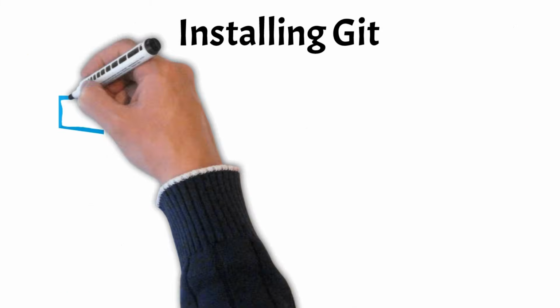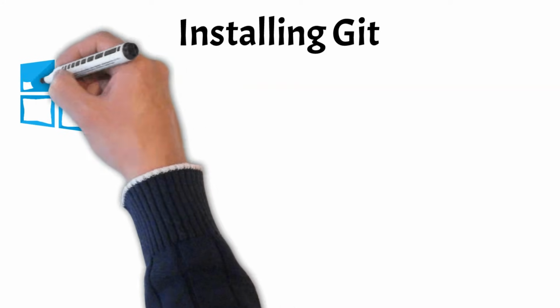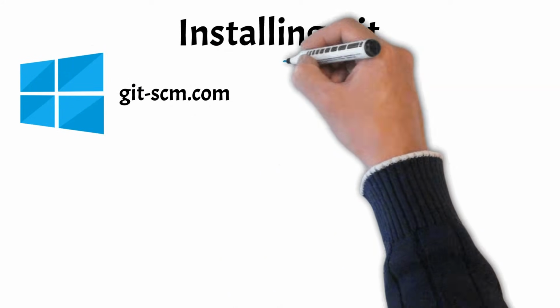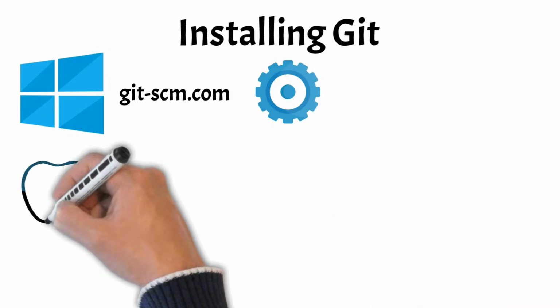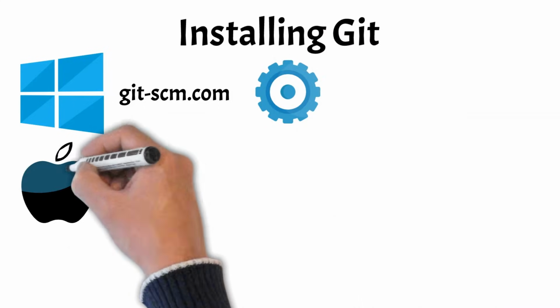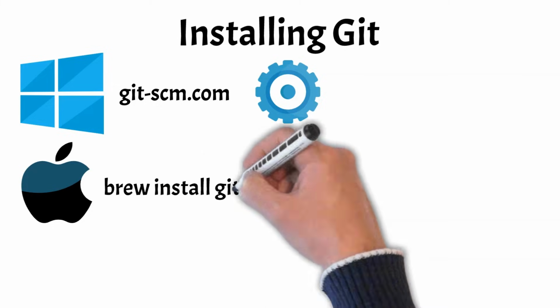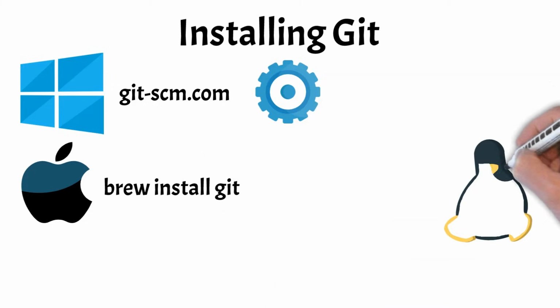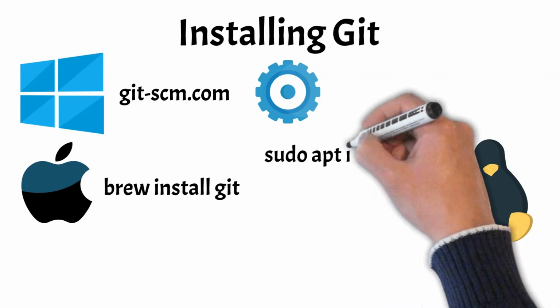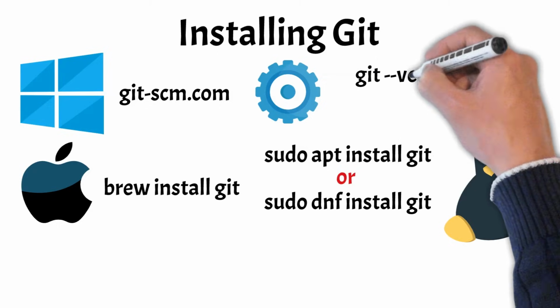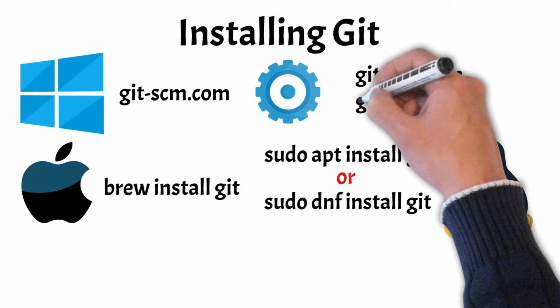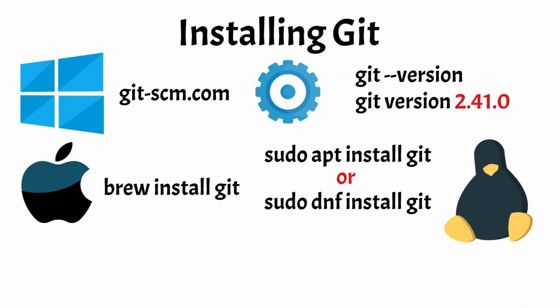Now that we know what Git is, let's get it installed so we can actually start using it. On Windows, head over to git-scm.com, download the installer, and follow the setup wizard. On macOS, the quickest way is with Homebrew. Just run brew install git in your terminal. On Linux, use your package manager: sudo apt install git for Debian or Ubuntu, and sudo dnf install git for Fedora. Once installed, type git --version to confirm it's working. You should see something like this.